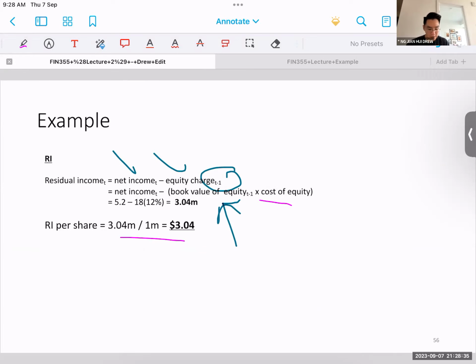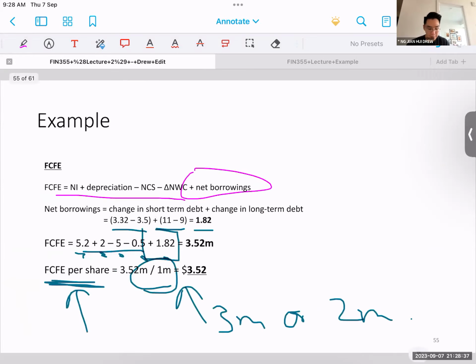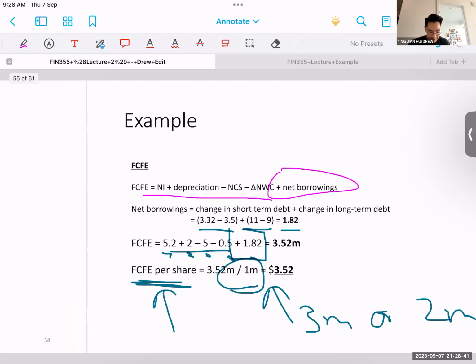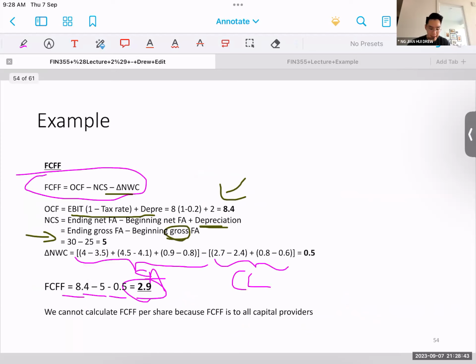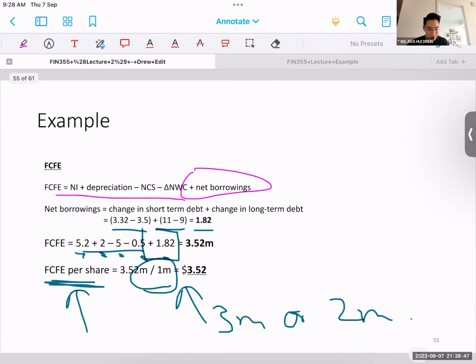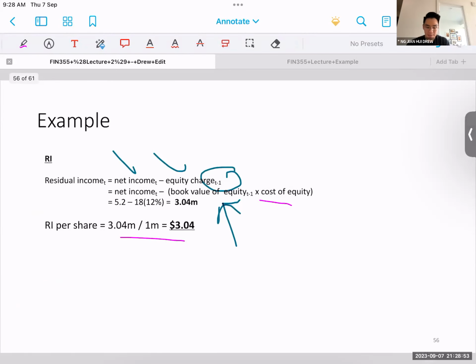So let's compare our residual income amount with the FCFE and FCFF. It's kind of similar, but actually it's quite different for FCFE and residual income. Can you see? Because we have considered the implicit costs, right? So that's why the so-called income is less, right?